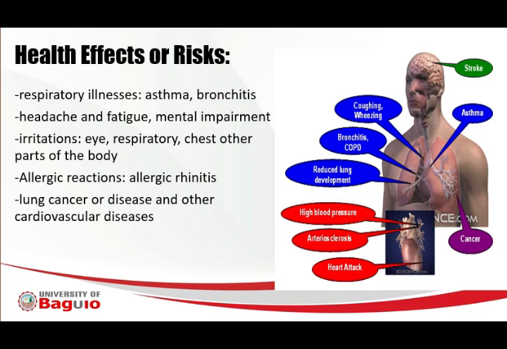And we also have lung cancer or lung disease and other vascular diseases. So again, take note, we are breathing in those different kinds of air pollutants. That's why it's no wonder we can have these kinds of health effects or health risks. And we can have breathing problems, for example asphyxiation, or you may suffocate because of the air pollution.